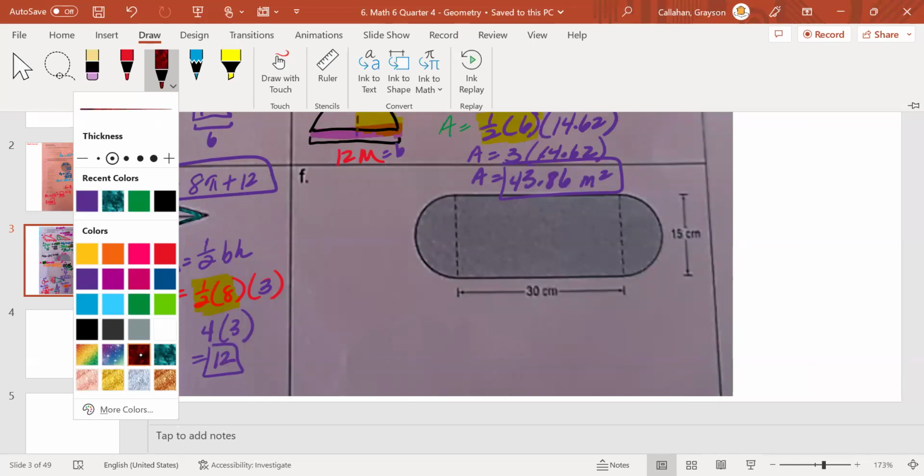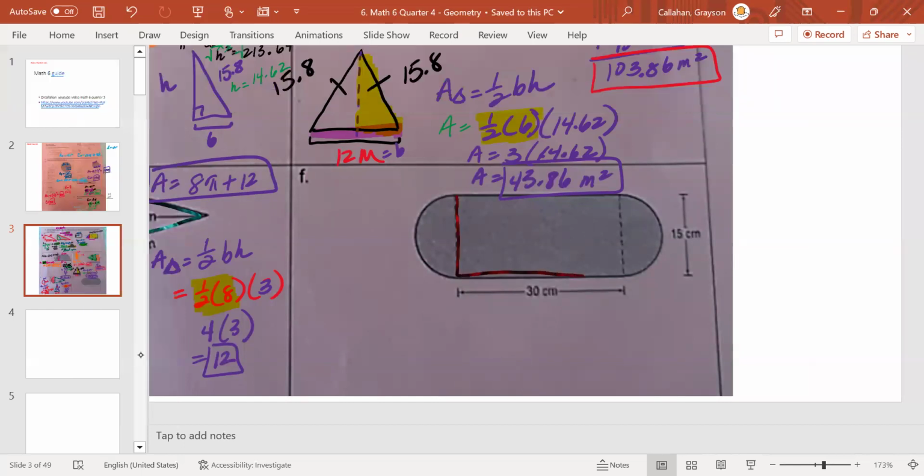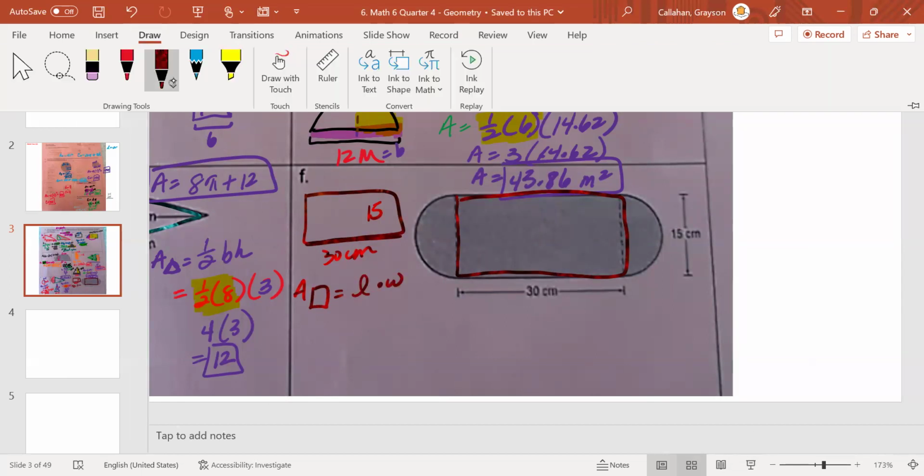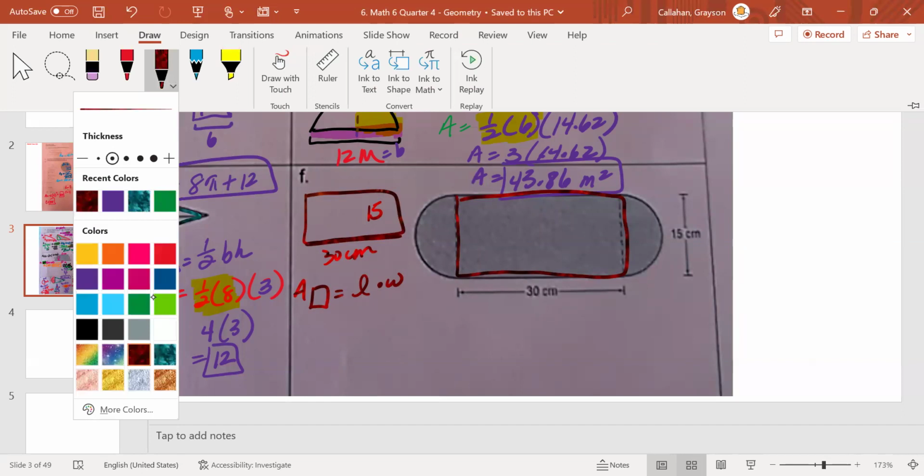Okay, next part. Do you see how I see that this is a rectangle right here? We're going to take that rectangle out right there. What is the length of this rectangle right here? 30, right? And it's given to me that this height right here is 15, right? Area of a rectangle is base times height, or you could do length times width, right? Which one's going to be your length? It's always along the side.